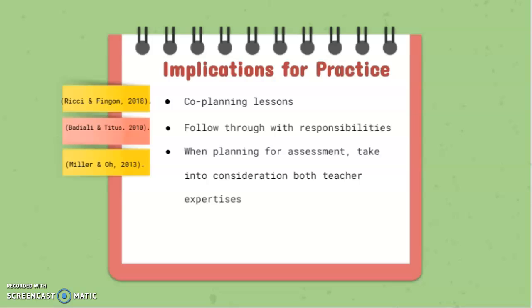So some implications for future practice. So first, it's very important that they co-plan their lessons together. So one of the articles really focuses on how co-planning can help them build a relationship of trust and respect. And continuing on with this, the second point is that both teachers must follow through with their responsibilities.